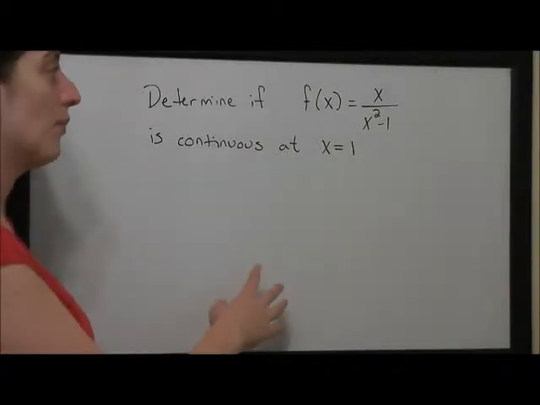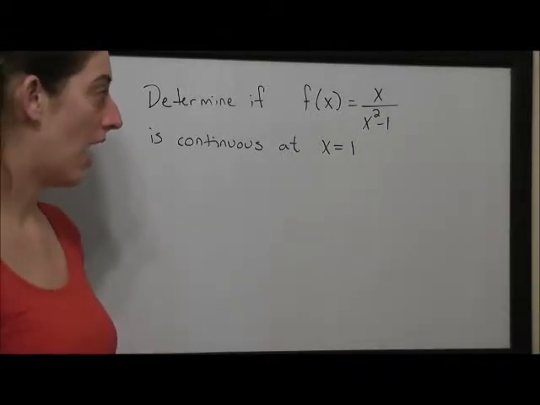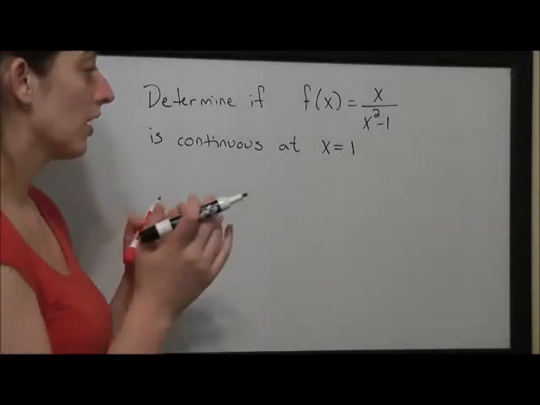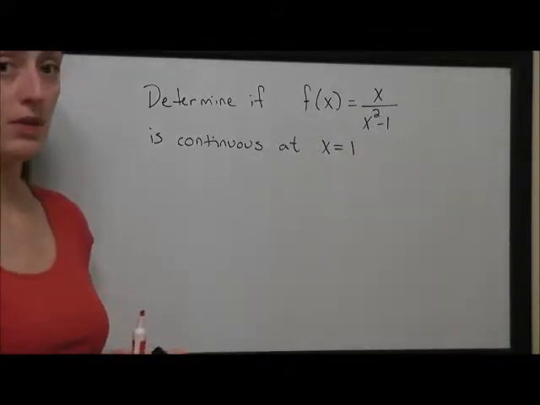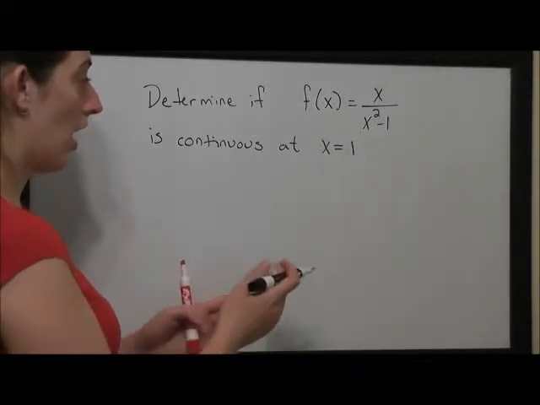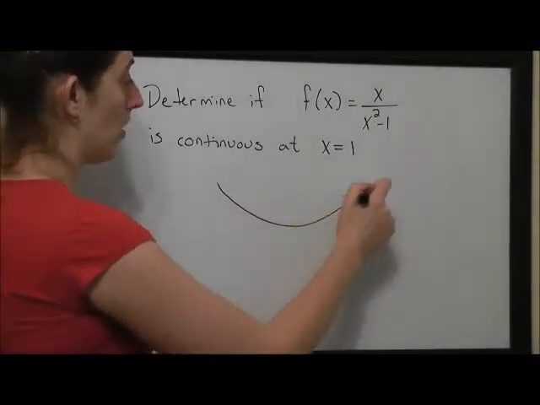So in this example, we want to determine if the function x over x squared minus 1 is continuous at x equals 1. How do we do this? Well, let's think about what it means to be continuous. So we talked about how we know it's continuous if the graph has no breaks.